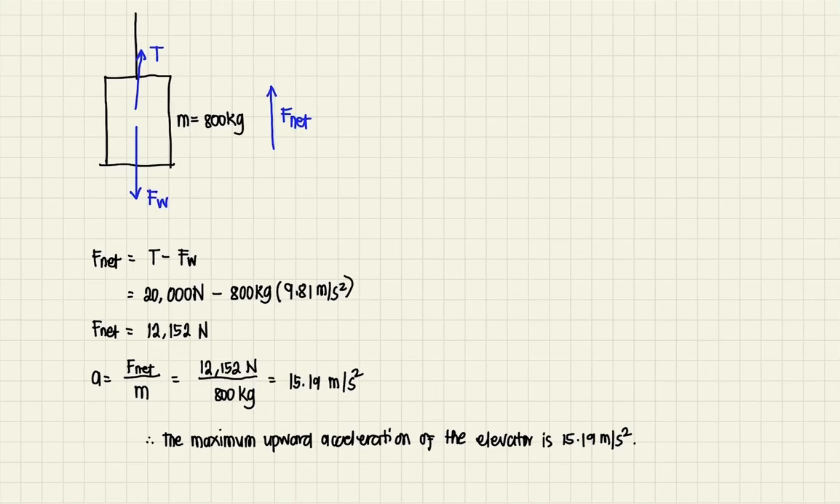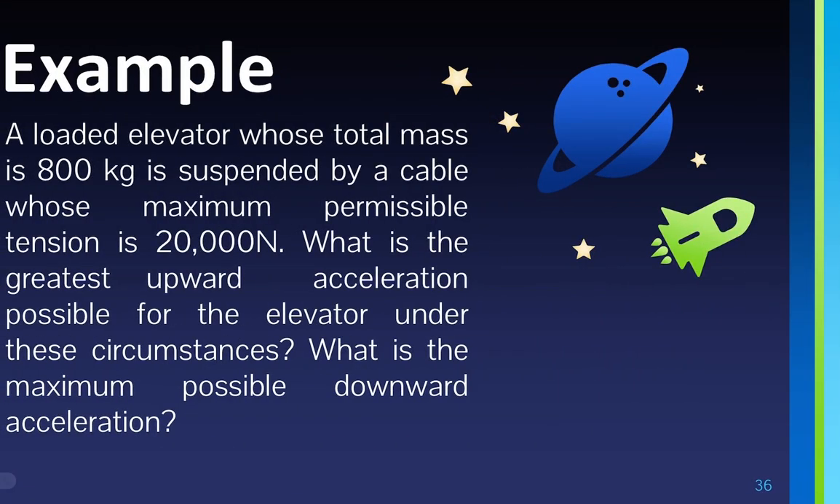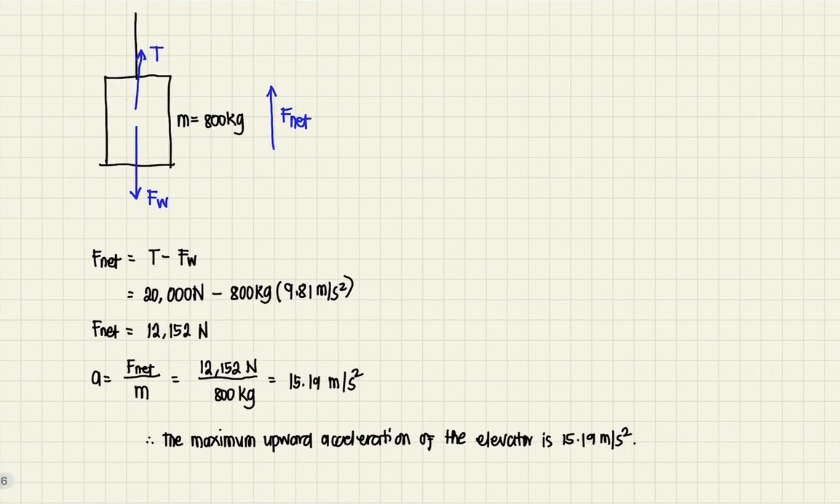So to answer the second question in this problem, the second question was, what is the maximum possible downward acceleration? That is simply 9.81 meters per second squared, which is the acceleration due to gravity, because weight is the only force that will cause the elevator to go downward. So the cable is not going to push the elevator downward.